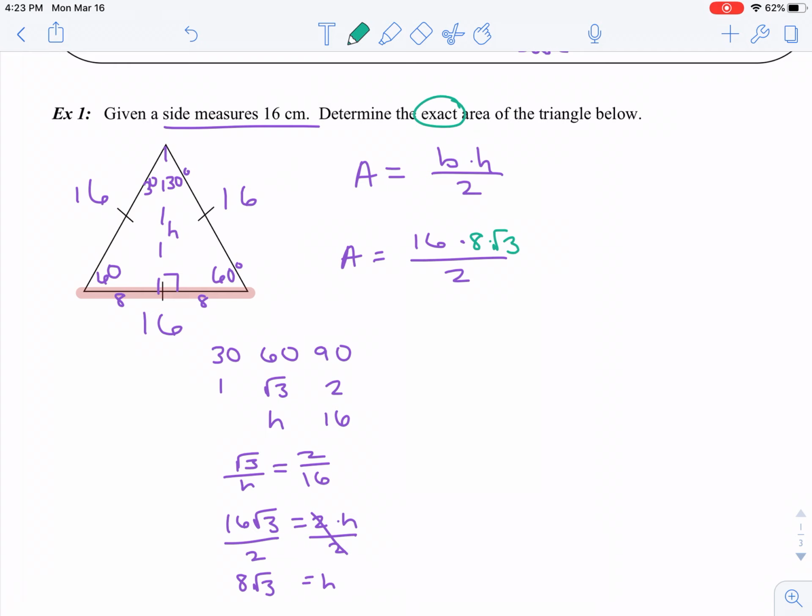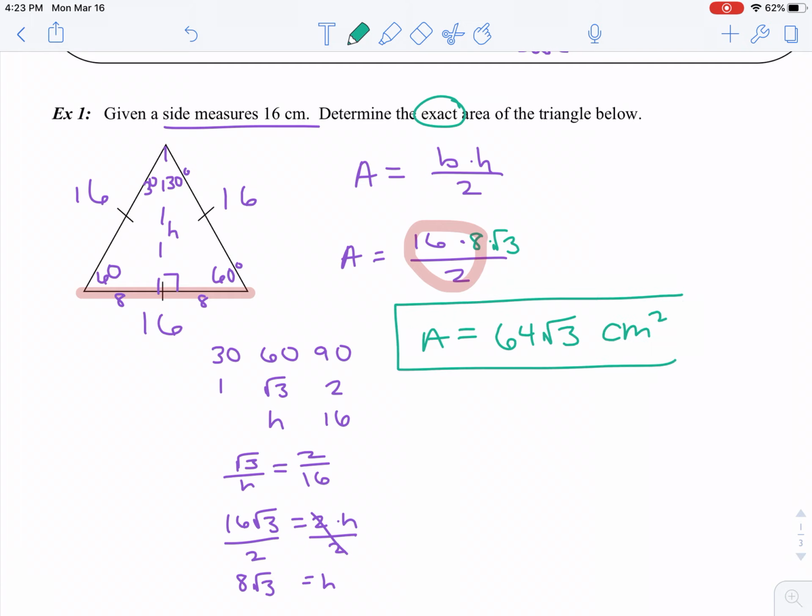Because it asked for the exact area, I want to make sure that I leave this in terms of the root 3. So I can figure out what this is, 16 times 8 over 2, which is going to be 64. So 64 root 3. And then I have to make sure I know, since we're talking about area, we're talking about square units. So we're talking about centimeters squared.